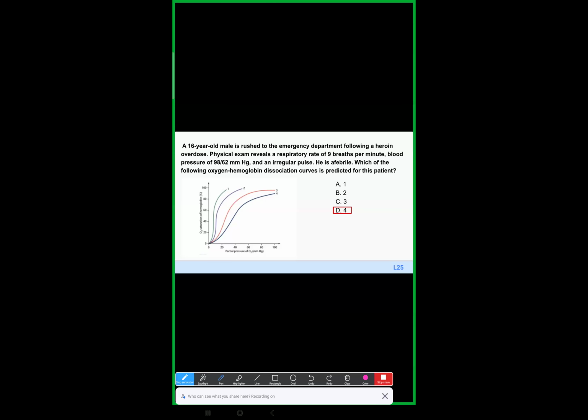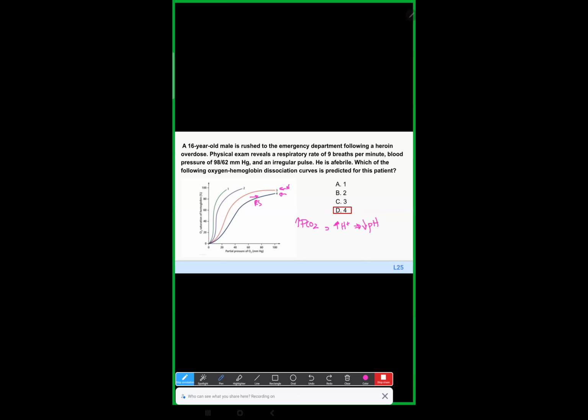So if someone is hypoventilating, they have an increase in PCO2, and they also have a resultant increase in hydrogen ions, which lead to a decrease in pH. And this is the oxygen hemoglobin dissociation curve, right? So when you think about the different shifts, this is the normal, by the way, and this 4 is the right answer. This is a right shift.